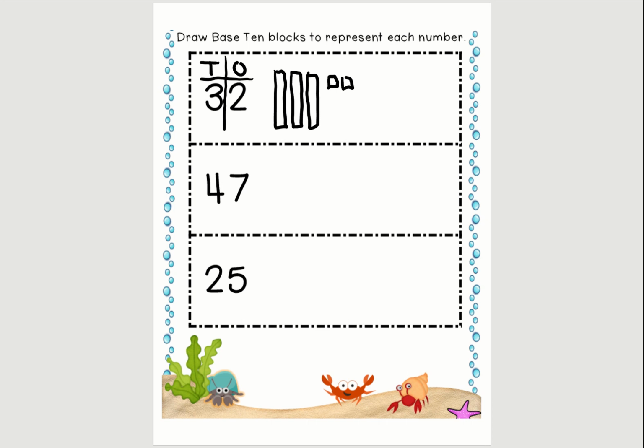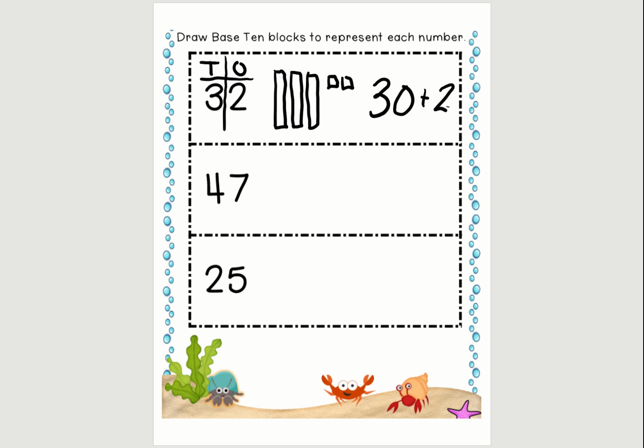Now for the number 32, I also want to show you another way how to do this, because right now I also have the number 30, which looks like this, and I'm also adding the 2 ones together to make the number 32. So moving on, we're going to go down to the number 47. This one we're going to do the same exact thing. I want to break this up into tens and ones.